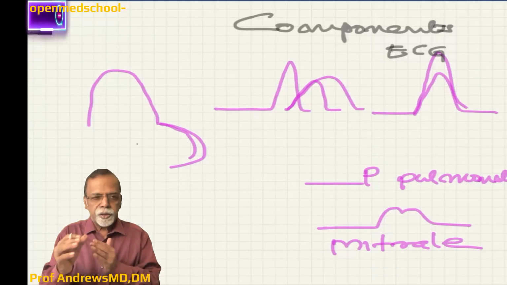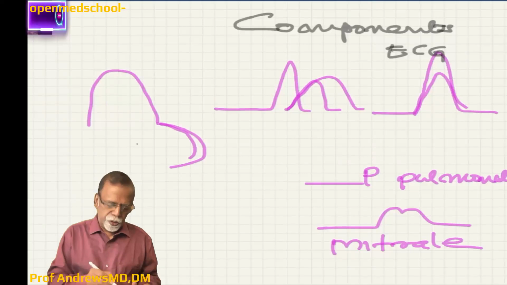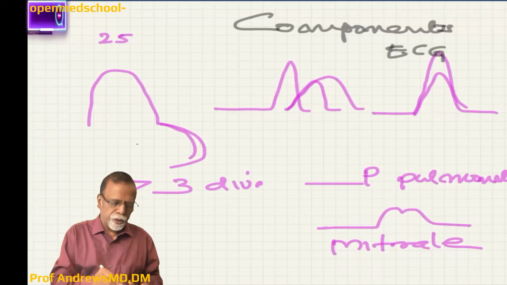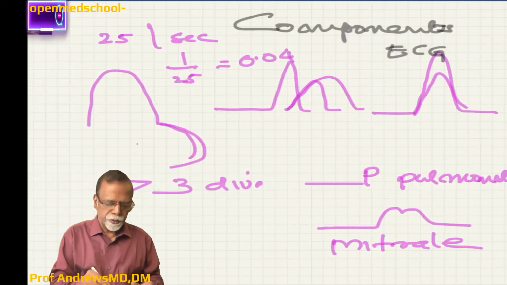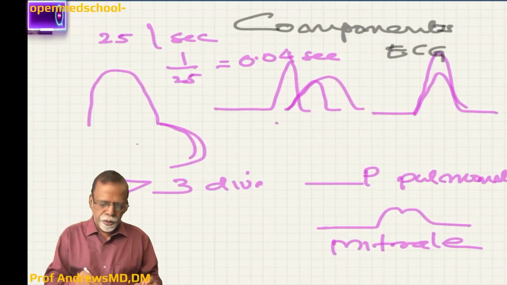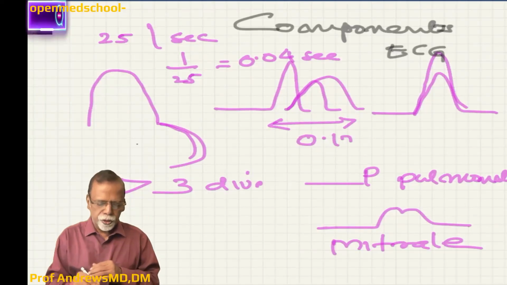Now, what should be the duration of the P? What should be the height of the P? The duration of the P should not extend more than 3 small divisions. We know that the paper speed is 25 mm per second. So, one small division is equal to 1 by 25, which is 0.04 seconds. So, the maximum duration of the P is 3 small divisions, that is 0.12 seconds.